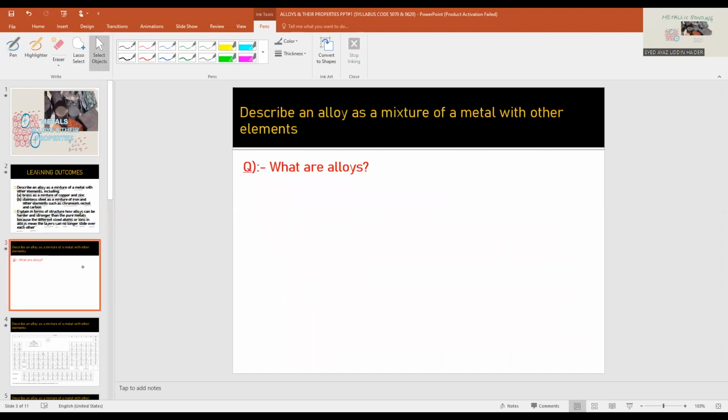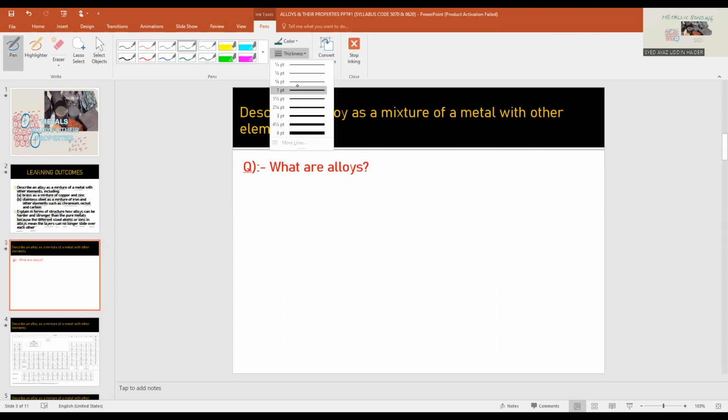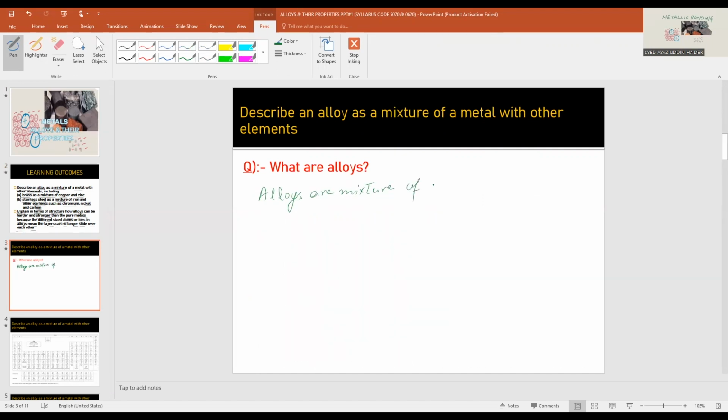Let's begin with the definition of alloys. Alloys are a mixture of metals or a mixture of metals and non-metals.